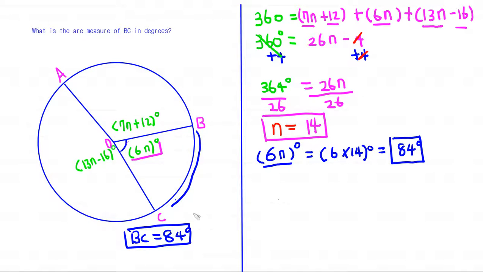And we just solved the equations in order to find the arc measure of BC, which is the same thing as the center angle in the sector. And we finally got the answer that the arc measure of BC is equal to 84 degrees. And we're done.